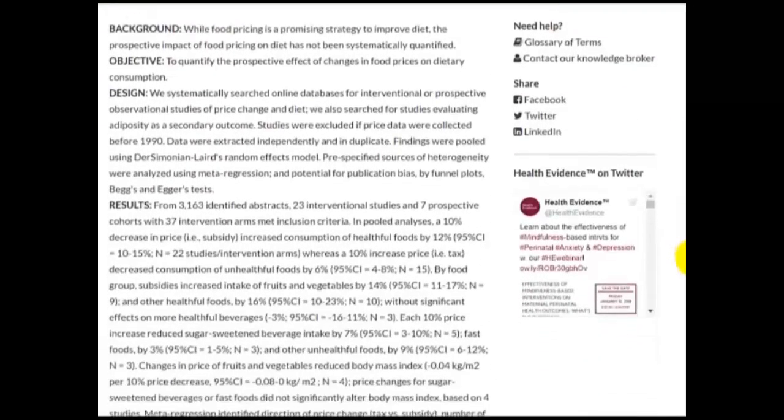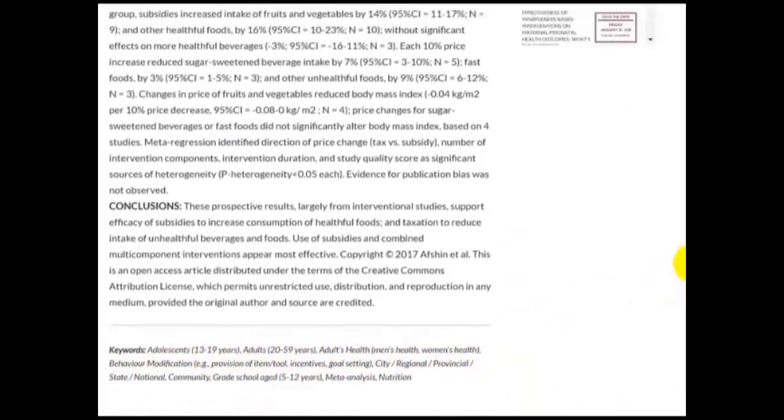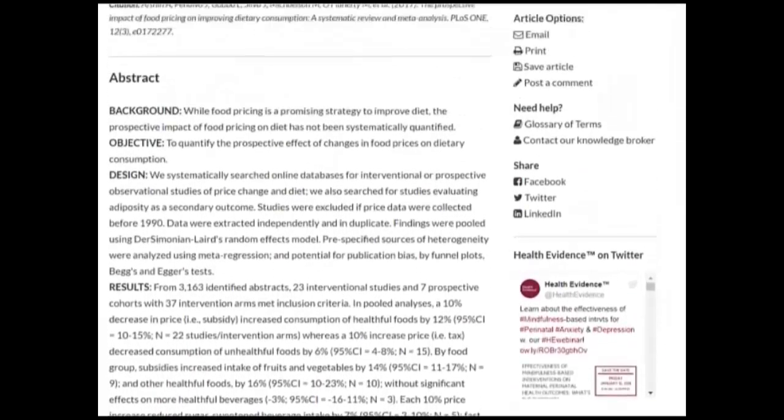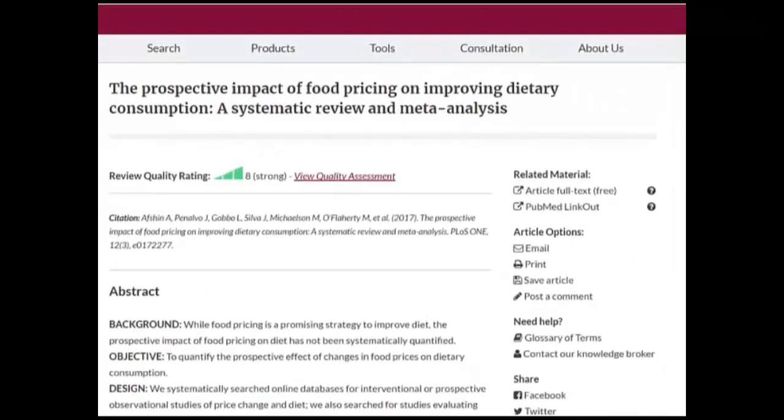The type of evidence you can find in health evidence addresses questions such as, how does food pricing affect the dietary behaviors of certain populations? This may also be relevant for people trying to improve the situation in terms of diabetes prevalence in a population.